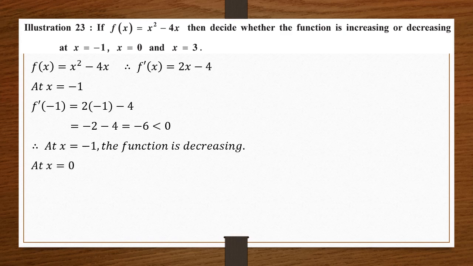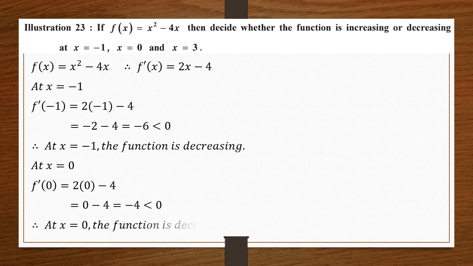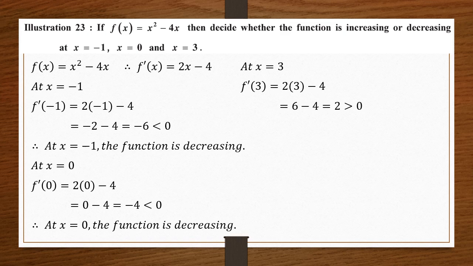Next is at x is equal to 0, which is given in the question. So I will replace x with 0 in my derivative equation. So it will be -4, which is again less than 0. So at x is equal to 0, the function is decreasing. Next is x is equal to 3. I will replace x with 3 and thus I will get 3 2s are 6 minus 4 is equal to 2, which is greater than 0.